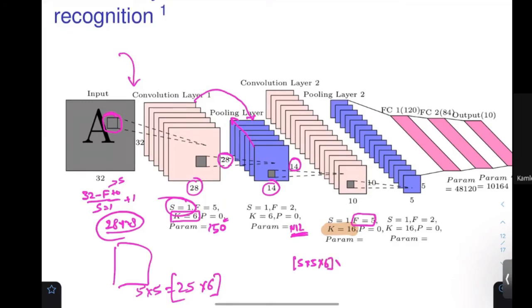How many filters are there? 16. So these many parameters you need. So can you tell me what this value is? 5 cross 5 into 6 into 16. It looks like it is 2400. This many parameters are here.